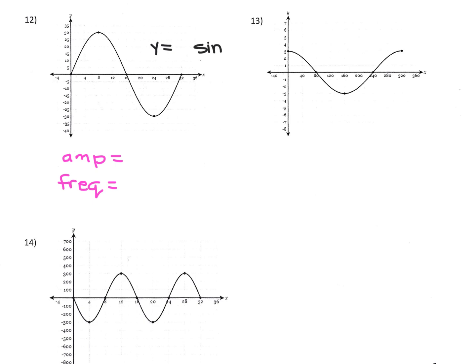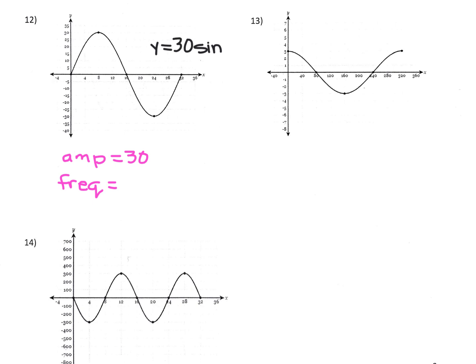Okay, so now the amplitude is our height from the midline. So how high does this go up? Well, we could see it goes up to a height of 30 units. So our amplitude is going to be 30. All right, so I could slide that in here.